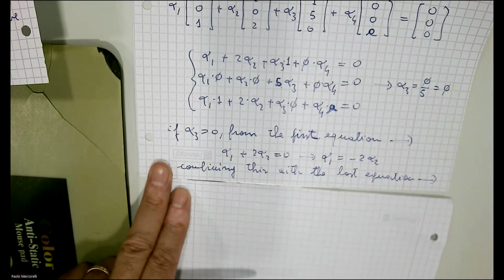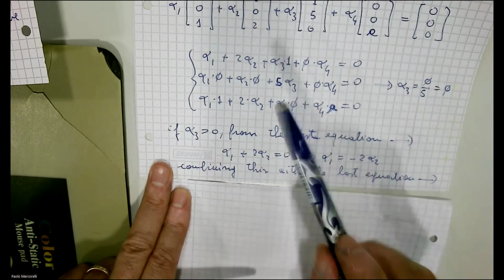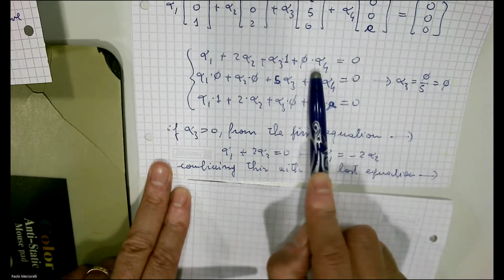For the second equation, it seems that alpha 3 equals 0. Why that? Because this is going to 0.